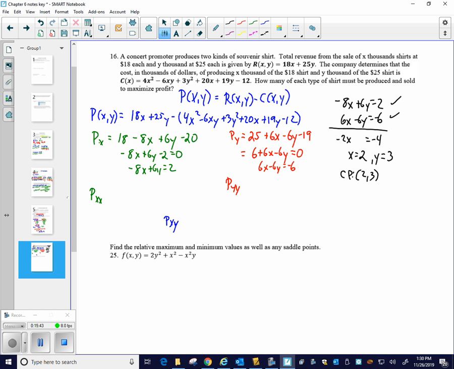PXX, the derivative of this guy right here with respect to x. That's just going to be -8, looks like. Yep, because the only thing that has x in is that -8x. PYY, so the derivative of this one with respect to y, the only thing that has y in it is that -6y, so the derivative of that is -6. And then PXY, so the derivative of the green one with respect to y is 6.